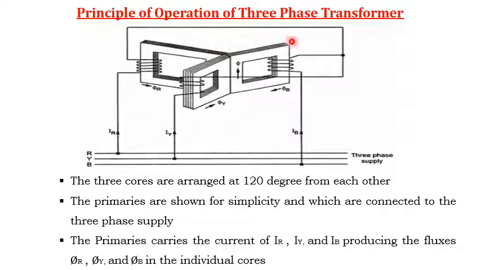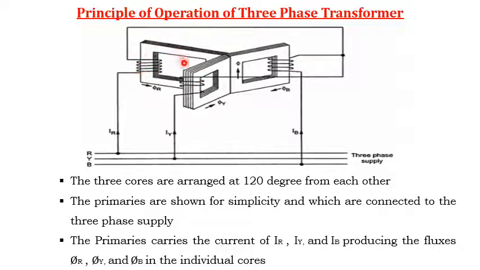So this is the constructional feature of a three-phase transformer. It consists of three cores which are arranged 120 degrees from each other. This is one core, this is another core, and this is the third core. On all the individual cores, the windings are wound, which is treated as a single phase.